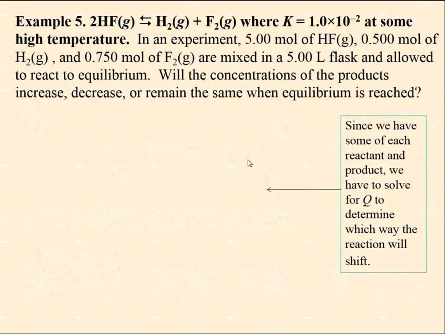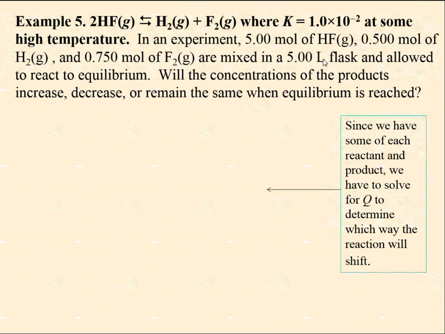Another question. Two hydrofluoric acid gas molecules are broken down into hydrogen and fluorine gas, where here is our K value at some high temperature, but know that it's steady. Therefore, our K is steady. In an experiment, 5 moles of hydrogen fluoride, let's call it hydrogen fluoride in this scenario because it's not aqueous, hydrogen fluoride gas, 0.5 moles of hydrogen gas and 0.75 moles of fluorine gas are mixed in a 5-liter flask.